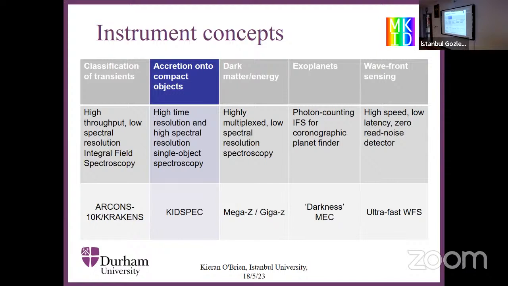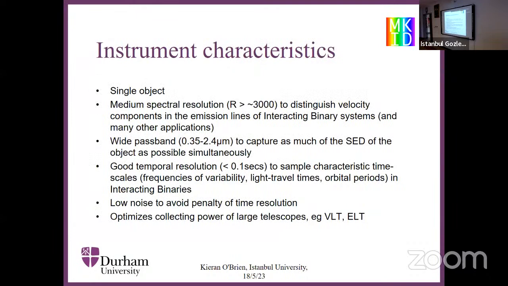But what you still can't really do is look with sufficient spectral resolution to resolve the lines of these systems and get dynamical information from them. So KIDSpec overcomes that limitation, okay? For a single object, it uses the M-kit in a way that I'll come onto in a moment that enables you to get a spectral resolution of around a few thousand rather than a few. We can then distinguish velocity components in the emission lines and refracting binaries or other systems, with a wide pass band and good temporal resolution.